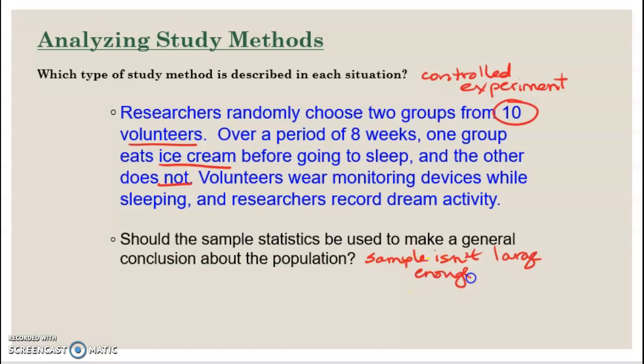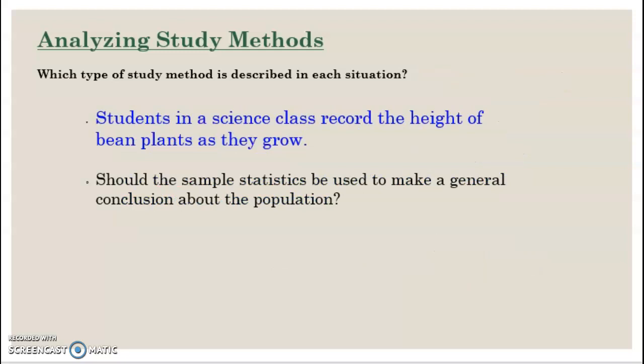Okay. Students in a science class, which type of study method is described in this situation? Students in a science class record the height of bean plants as they grow. So this one you're just watching, which is exactly what you do in an observational study. You're just watching.